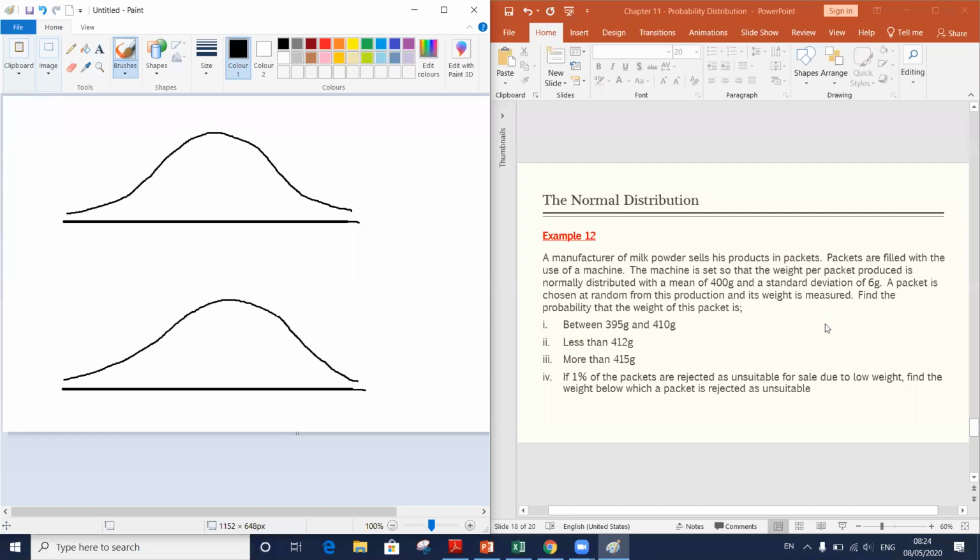The machine is set so that the weight per packet produced is normally distributed. Now machines වලින් packets fill කරද්දී එක packet එක බර ගත්තොතින් ඒව සාමාන්‍යයෙන් මොකක් විදිහටද distribute වෙලා ගිහලා තියෙන්නේ? Normally distributed. සමතව නැත්නම් ප්‍රමතව ව්‍යාප්ත වෙලා ගිහලා. It means the distribution should look like this, right? මෙන්න මේ වගේ distribution එක. Normally distributed with a mean of 400 grams and a standard deviation of 6 grams.